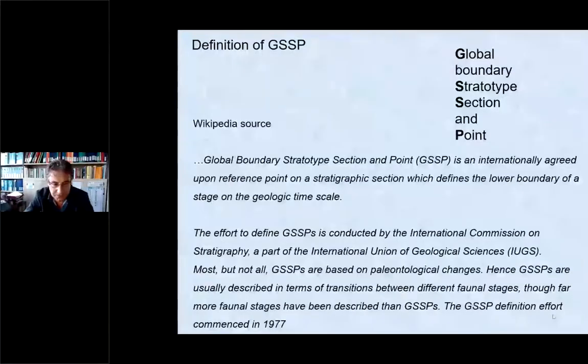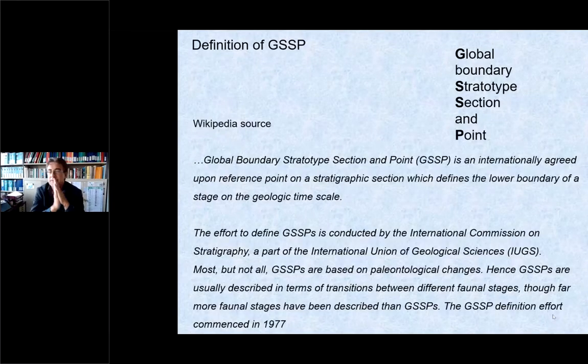Before starting, it's really important to explain the definition of global boundary stratotype section and point, because some people probably know it very well, but others don't know the definition of GSSP very well. So it's really important to have a good section where we can touch a boundary, where we can subdivide two stages. It's really important to have a good exposure of our section.